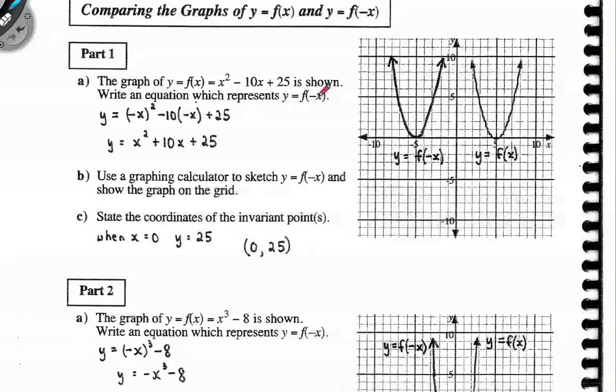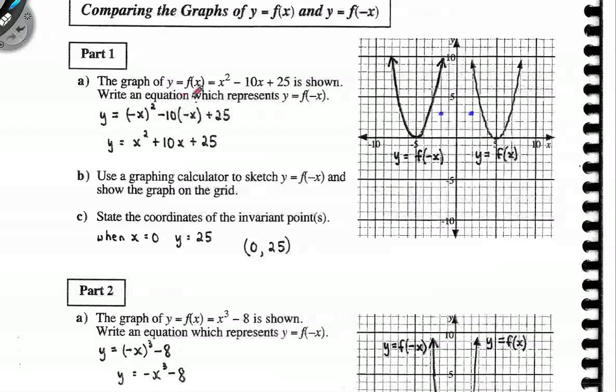Now when you think about it, a point, say, such as this one here, 2, 3, will have the x coordinate changed to negative 2, 3. It's a reflection, in fact, in the y-axis. So if we change the sign of the x, it's a reflection in the y-axis. If we change the sign of the y, it's a reflection in the x-axis.